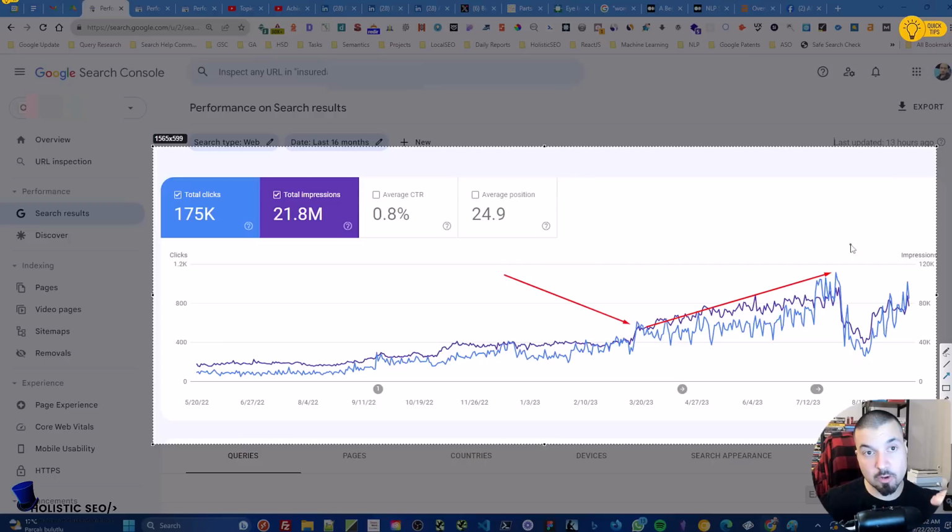Then during the quality update around the 17th and 18th of August, we lost most of the traffic. Then during the helpful content update and the broad core algorithm update of August, one more time we came back, and most probably after 3-4 months, this number here will be around 3,000-4,000 too.